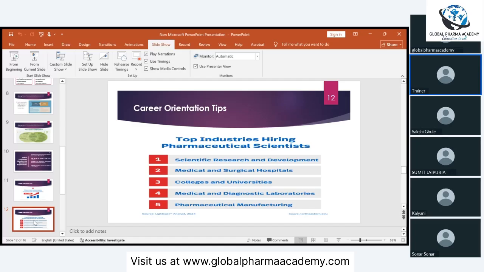Next is medical and surgical hospitals. In hospitals, as I said, there are hospital pharmacists. That is the second area. The third area is colleges and universities, because if anyone wants to go into academics, there also we have an opportunity. Fourth area is diagnostic and medical laboratories. Different laboratories are also places where pharmacist roles are open. And finally, fifth is pharmaceutical manufacturing. Okay, so these are the main five areas or industries where pharmaceutical graduates are hired.